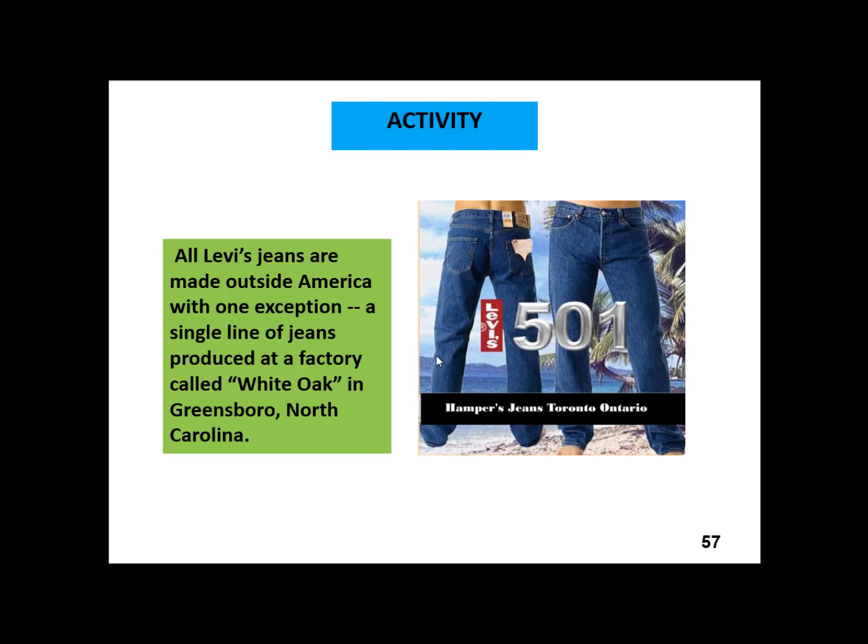However, all Levi jeans are made outside America with one exception. There's a single line of jeans called the Levi's 501 that you can see here in the image, and that is produced at a factory called White Oak in Greensboro, North Carolina. So what once started as an American-made pant for rugged American Westerners is now produced in other parts of the world. And that's what your activity extension is on with Levi jeans. You guys will map out where that's produced and how it's produced in Asia.